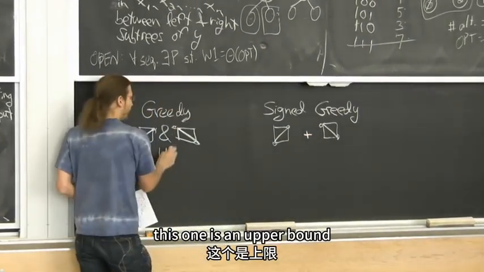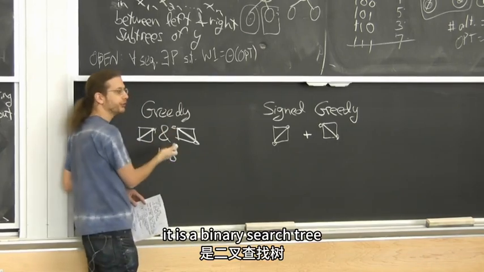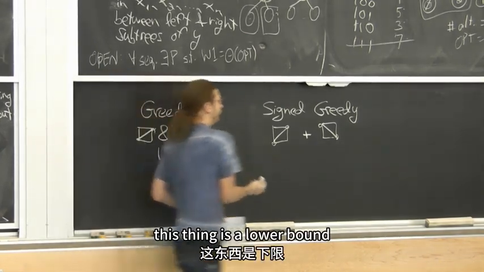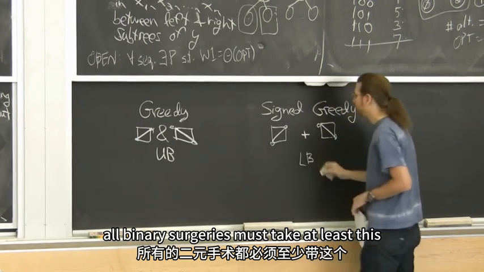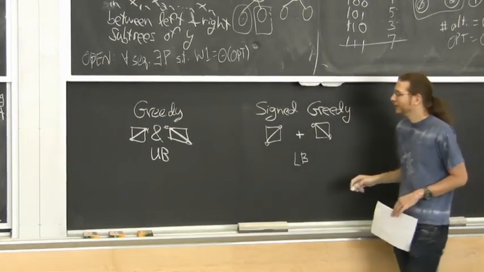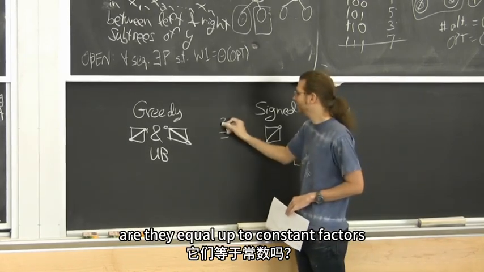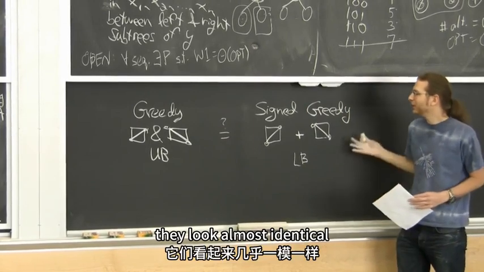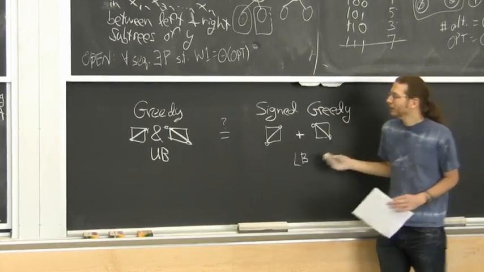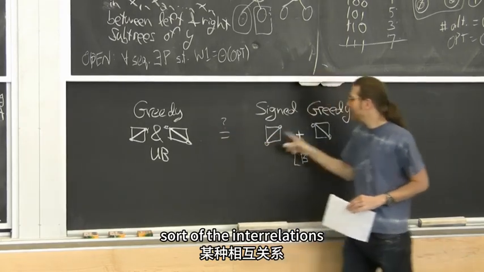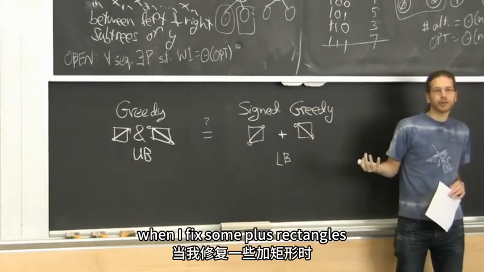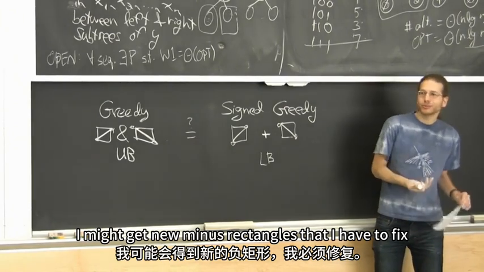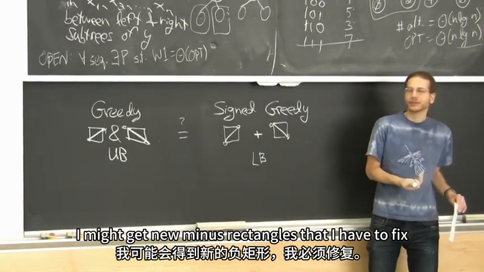This one is an upper bound. It is a binary search tree. This thing is a lower bound. All binary search trees must take at least this. Are they equal up to constant factors? We don't know. That's the big question. They look almost identical. But what greedy has to deal with is sort of the interrelations. When I fix some plus rectangles, I might get new minus rectangles that I have to fix with greedy.